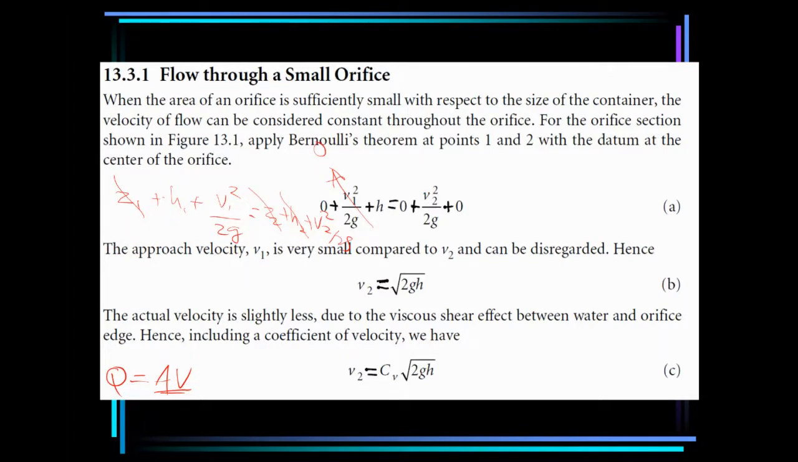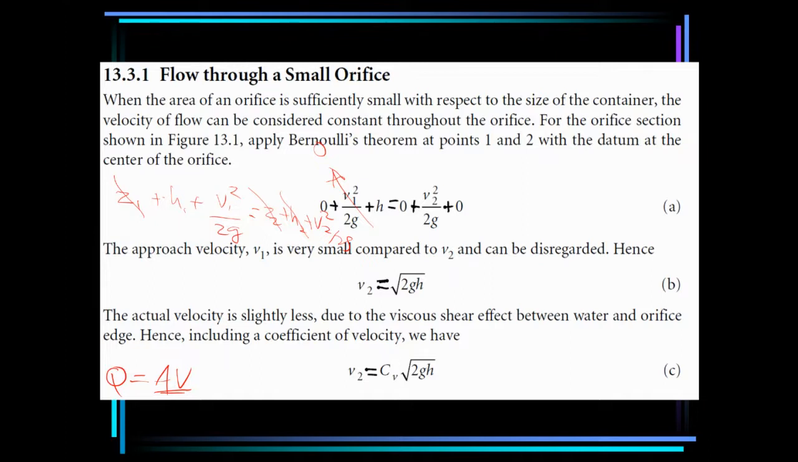So including a coefficient of velocity, we have V2 equals Cv times the square root of 2g. So we introduce a coefficient to take care of all these assumptions, all these oversimplifications. So our actual velocity will now be equal to the coefficient of velocity times the square root of 2gh.